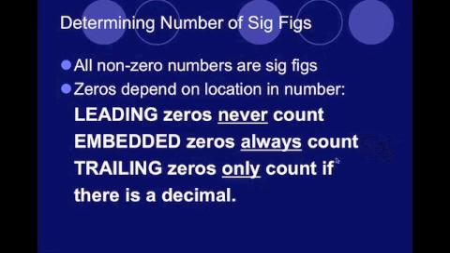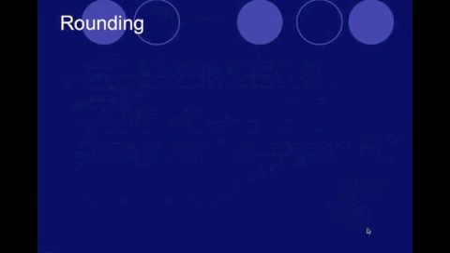And then we have trailing zeros, and those only count if there's a decimal. So, an example of this, in 5,000, those zeros wouldn't count. But in 0.50, this zero at the very end is a trailing zero after a decimal, so it would count.